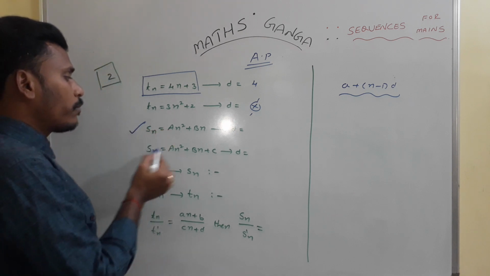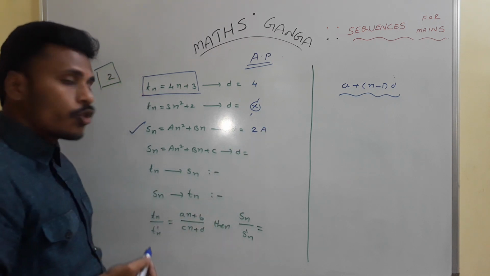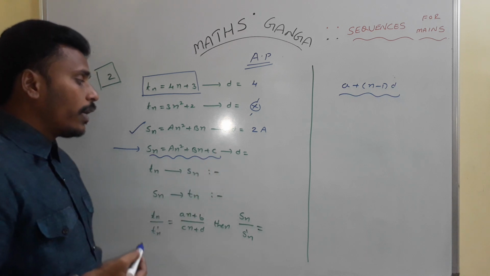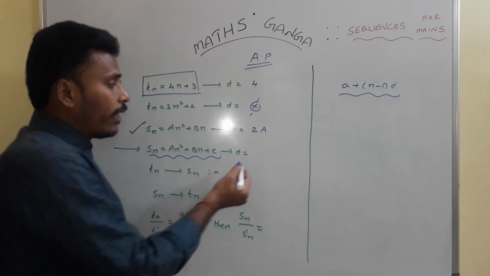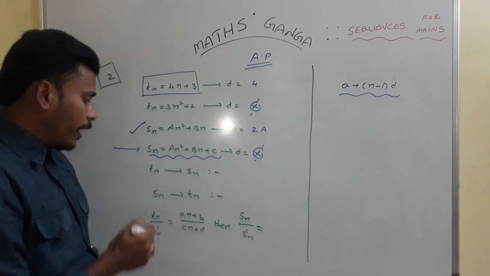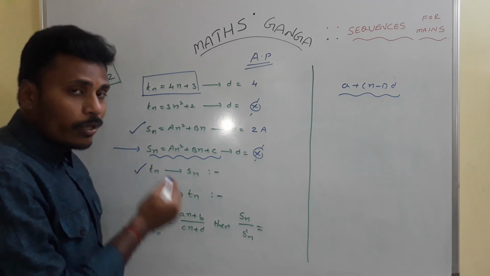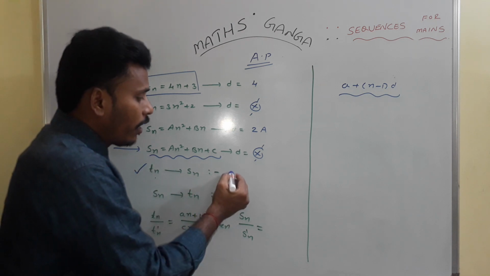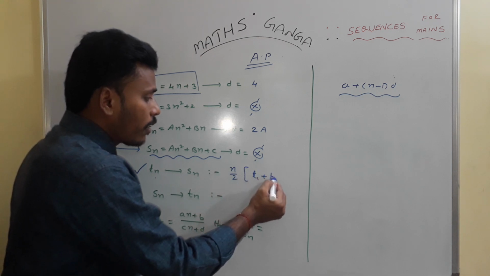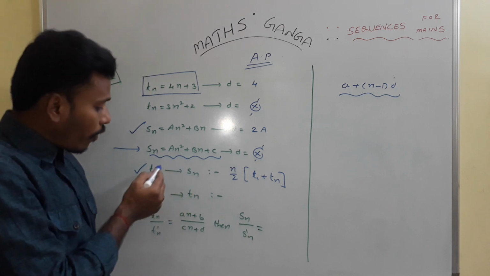And if the sum of n terms is a n square plus bn, then the common difference of that arithmetic progression is 2a. And if the sum of n terms, Sn, is like a n square plus bn plus c, then an arithmetic progression won't form here. So there is no common difference. And after knowing the nth term, how to find Sn? By knowing the nth term, to find Sn, we have a logic that n by 2 times the first term plus nth term will give us the sum of n terms. Sum of n terms from nth term.